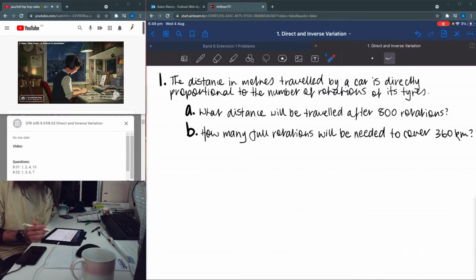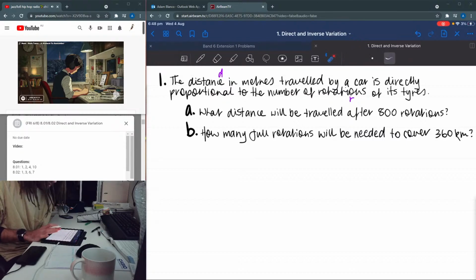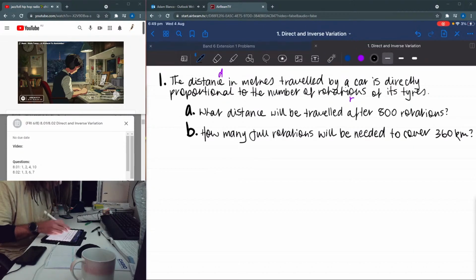So that's directly proportional. Now I'm going to start naming things. Let's call the distance D, let's call the rotations R, and let's figure this out. These questions work exactly the same every single time. You're trying to create a variation equation, which is just my y equals kx. I always just start with that.